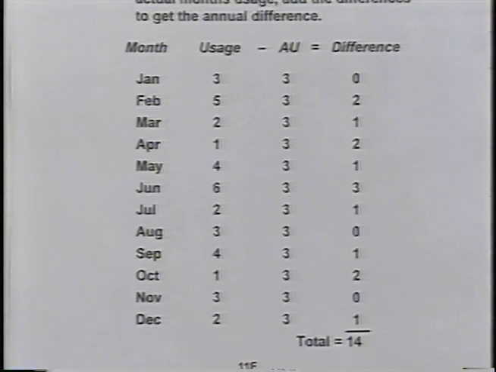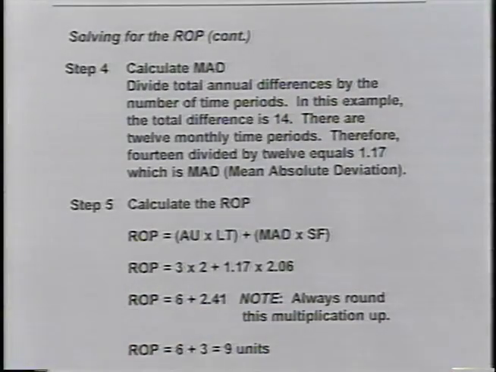So on page 11F, we show our 12 months. We show the actual usage for each of those months. We're going to subtract the average usage, but we're going to do it in absolute terms. We forget the plus or minus signs. So the column on the right-hand side is the difference. The total is 14. And if you turn to page 11G, the next page, you'll see that what we're going to do is divide 14 by 12, and therefore mean absolute deviation is 1.17.